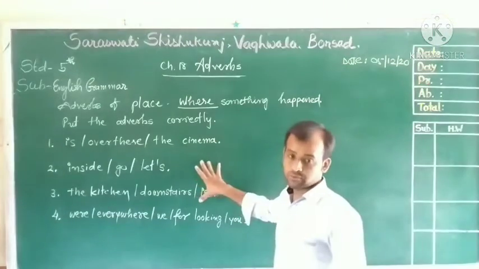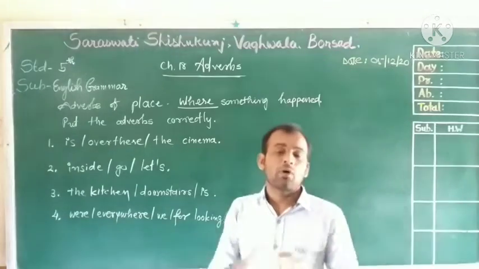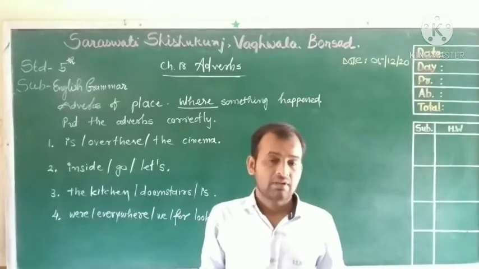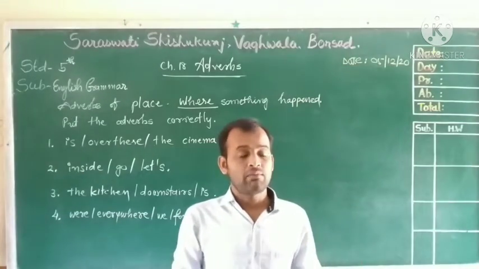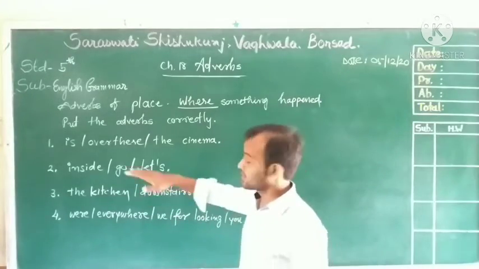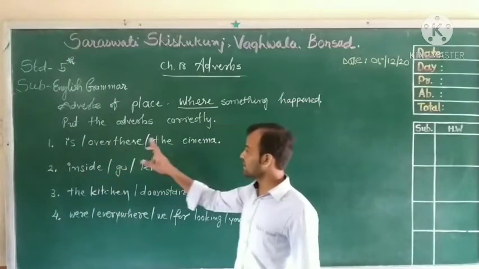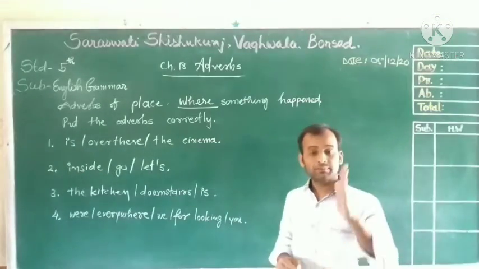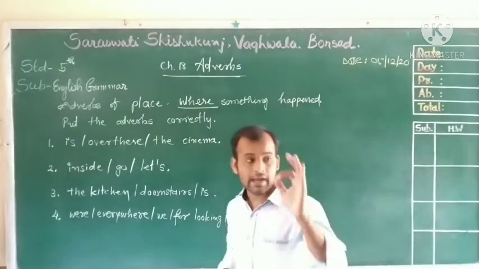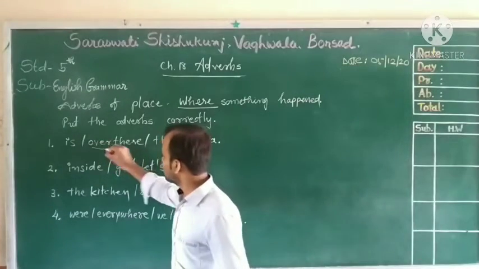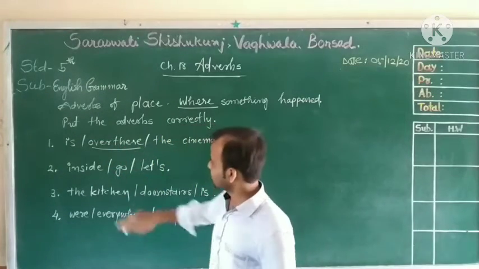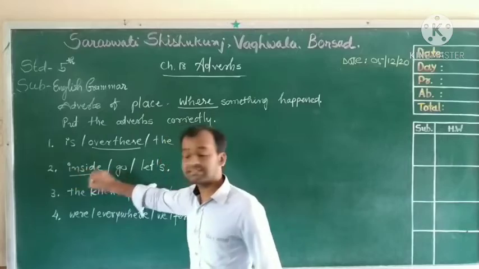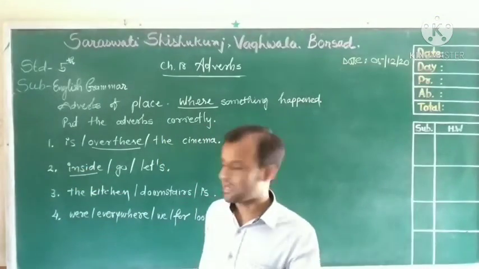Here you have to write this sentence in proper order. You should put the adverb in proper order. Can you see is over there the cinema? So dear students, here first of all please try to highlight the adverb in the sentence here: over there. That is called adverb. Second, inside. It shows the place.